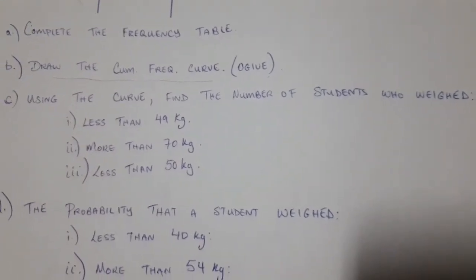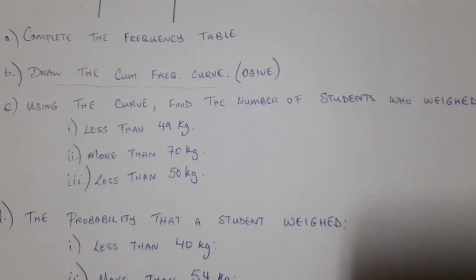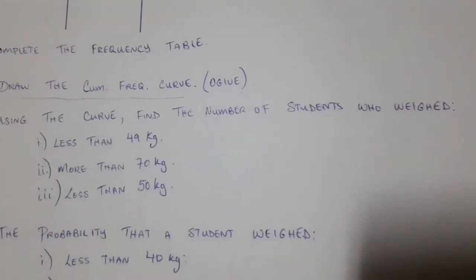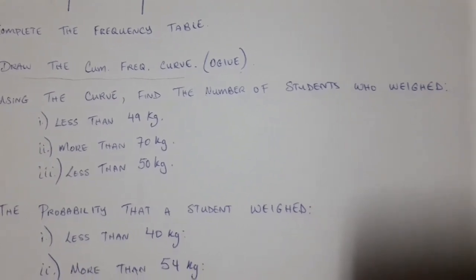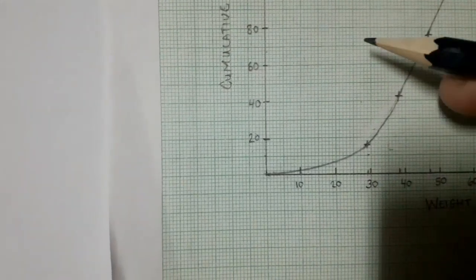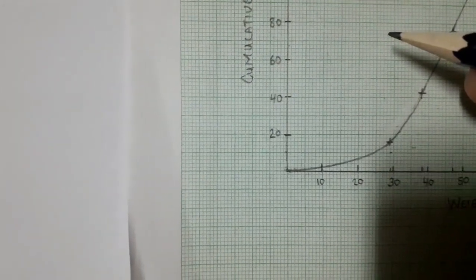Alright, so the first question is to answer using the curve, find the number of students who weighed less than 49 kilograms. As I had mentioned to you, we have to come in the curve and find the number 49. Go vertically up until we meet the curve, then go horizontally across to see where it matches.